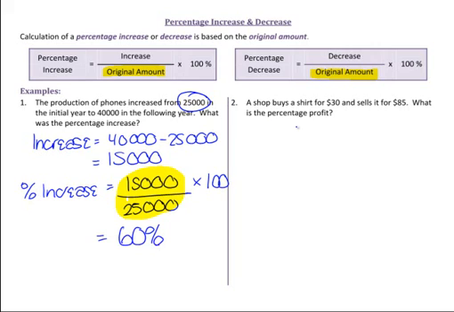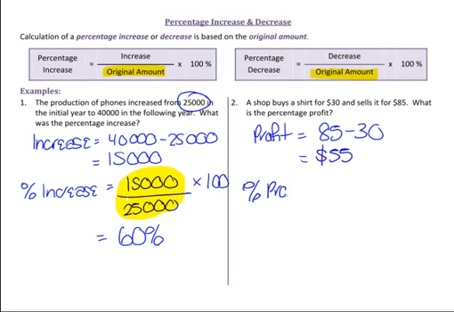Next, a shop buys a shirt for $30 and sells it for $85. What is the percentage profit? Well, the profit is going to be the 85 minus the 30. So you have to know, well, what did they increase it by? So that's $55.